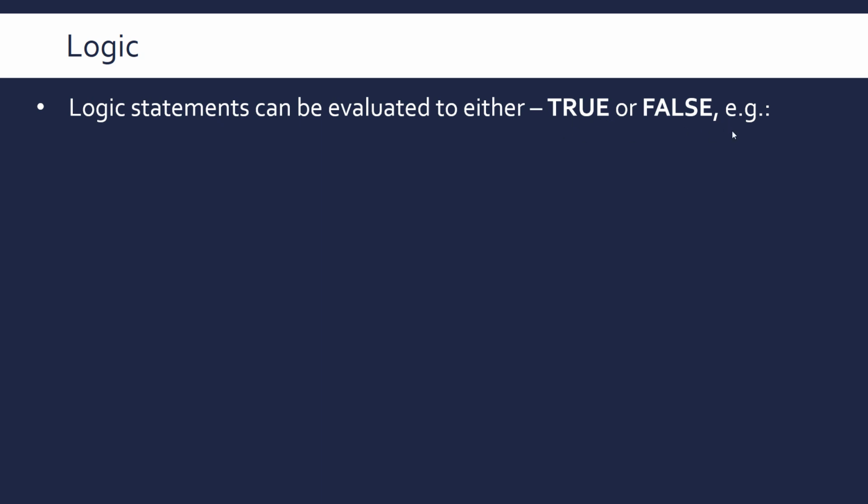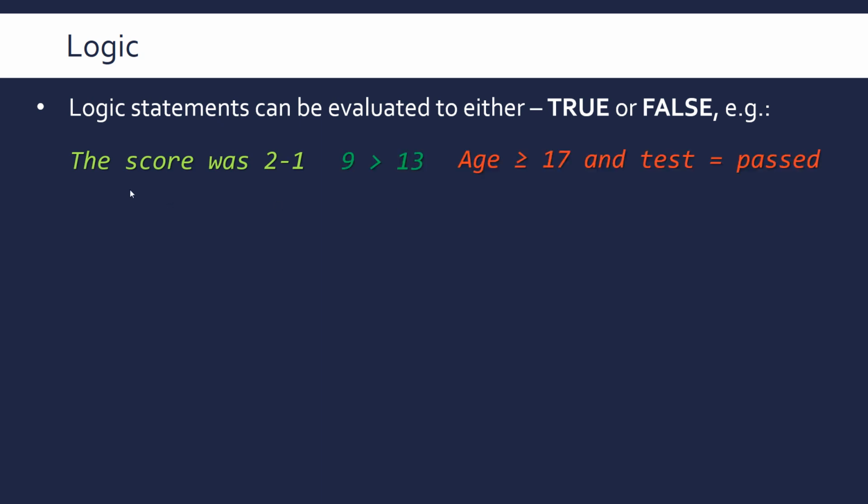Everything in a computer is done in binary with 2 different voltage levels, so logical statements can be implemented in a computer and evaluated. So examples of logical statements are things like the score was 2-1, this is either true or false. 9 is greater than 13, this is false.